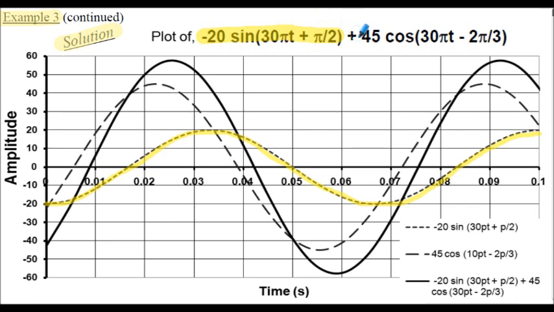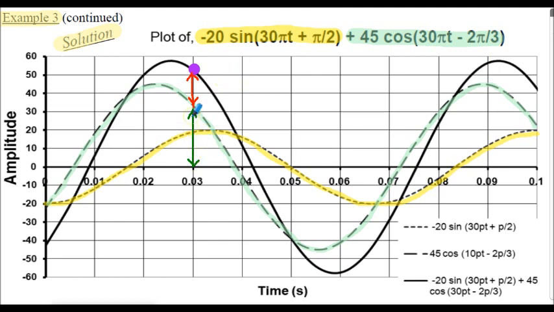The second waveform shown here is the longer dashed waveform. At any particular point between 0 and 0.1 seconds, I simply add the height of the yellow waveform, the first waveform, to the height of the second waveform. So essentially, adding the red height for the first waveform to the green height for the second waveform allows us to find the height of the resultant waveform at this particular position, shown here.